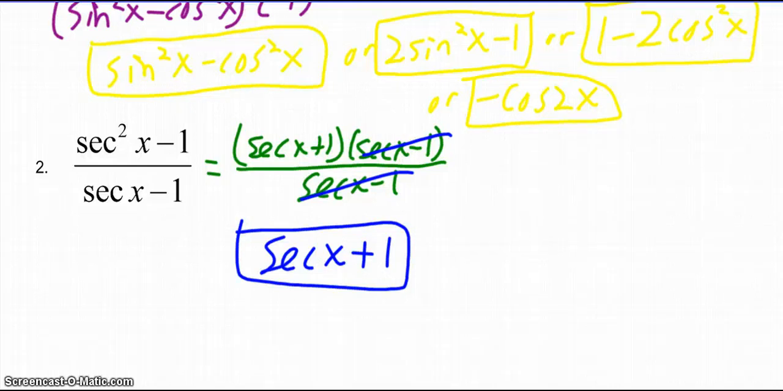Also, another hint here, so I didn't want to change secant squared x minus 1 using a Pythagorean identity up here because I already had secants. So remember, when we're trying to simplify, we want to try to be working with all the same trig function if possible. That will make simplification easier. So that's a strategy that you can use.